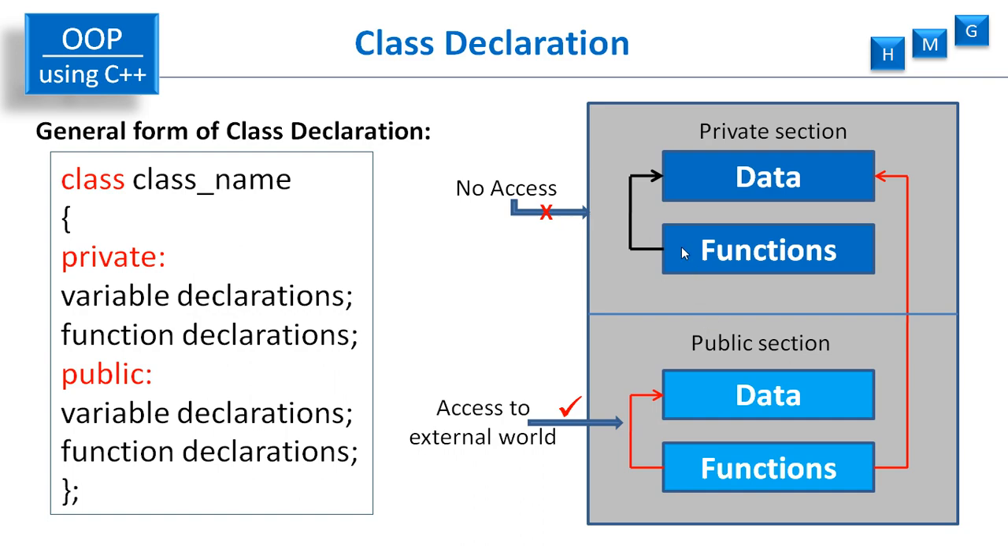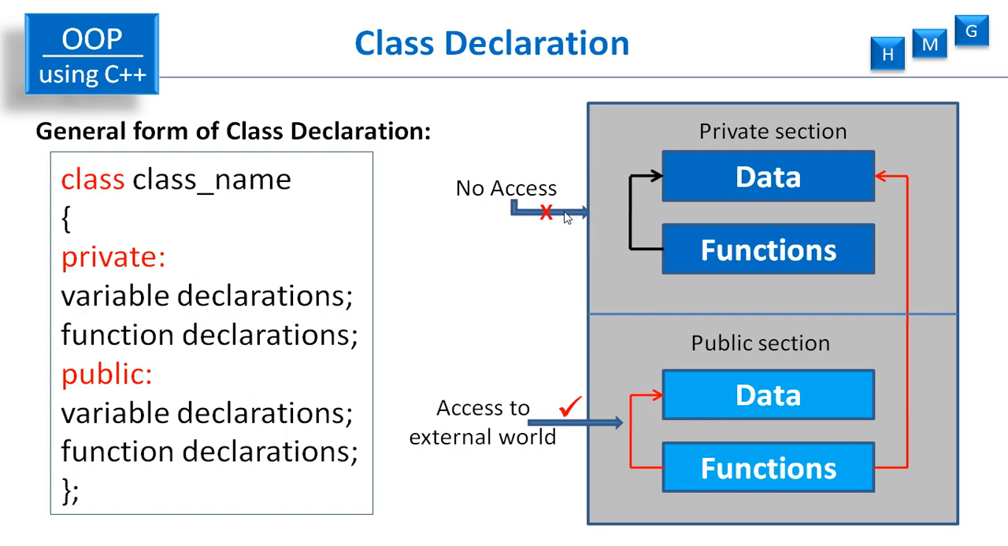functions. The private section functions can access the data of private section only, while the functions in public section can access the data of public section as well as the data of private section. So in this way the public section functions have the access to both data, that is private data as well as public data.